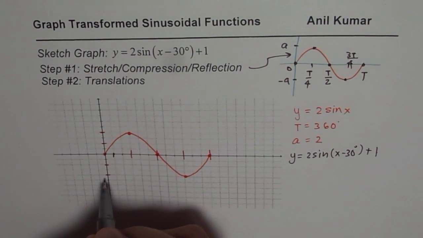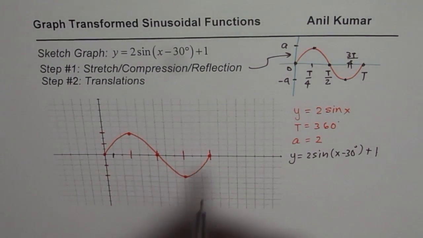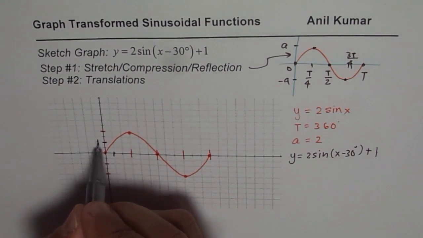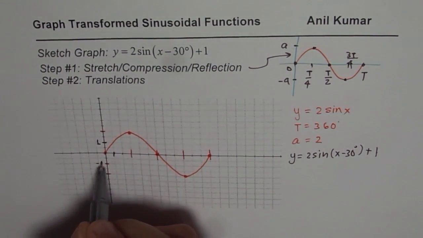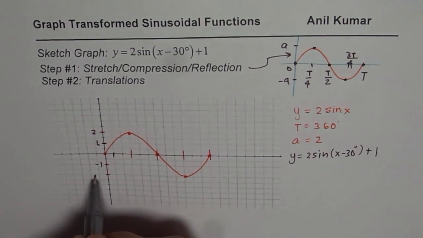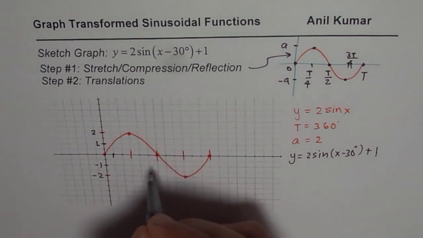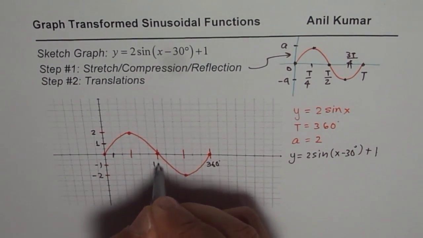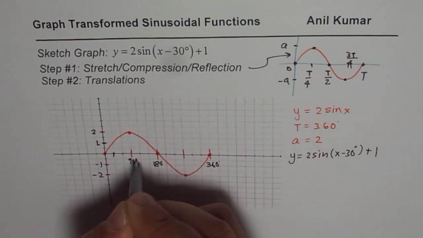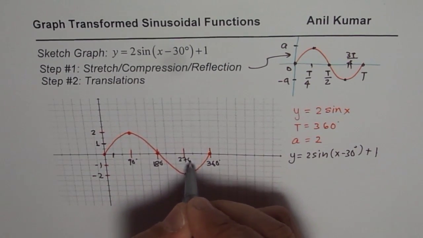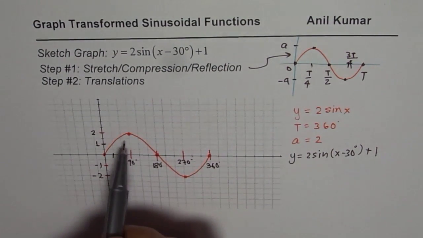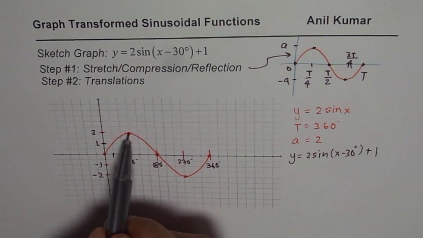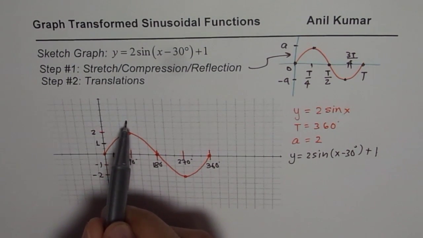One division is 30 degrees for us, and 1 unit is this much. This is 1, this is minus 1. Here we can write 2 and minus 2. Let me complete this by writing 360 degrees, 180 degrees here, 90 degrees, and 270 degrees. So we'll move each point 1 unit up and 30 degrees to the right.